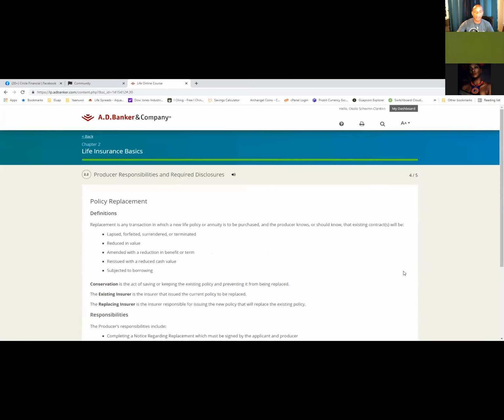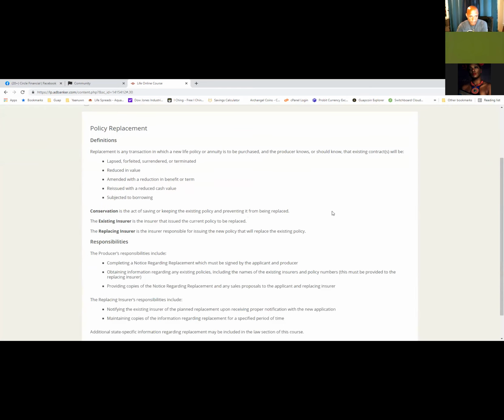So replacement is something you have to be careful of. If you're going to be replacing a policy, you have to have a justified reason for it, and there has to be something that's going to be better for the client. We don't replace policies just to make money. Everything we do has to be in the best interest of the client.